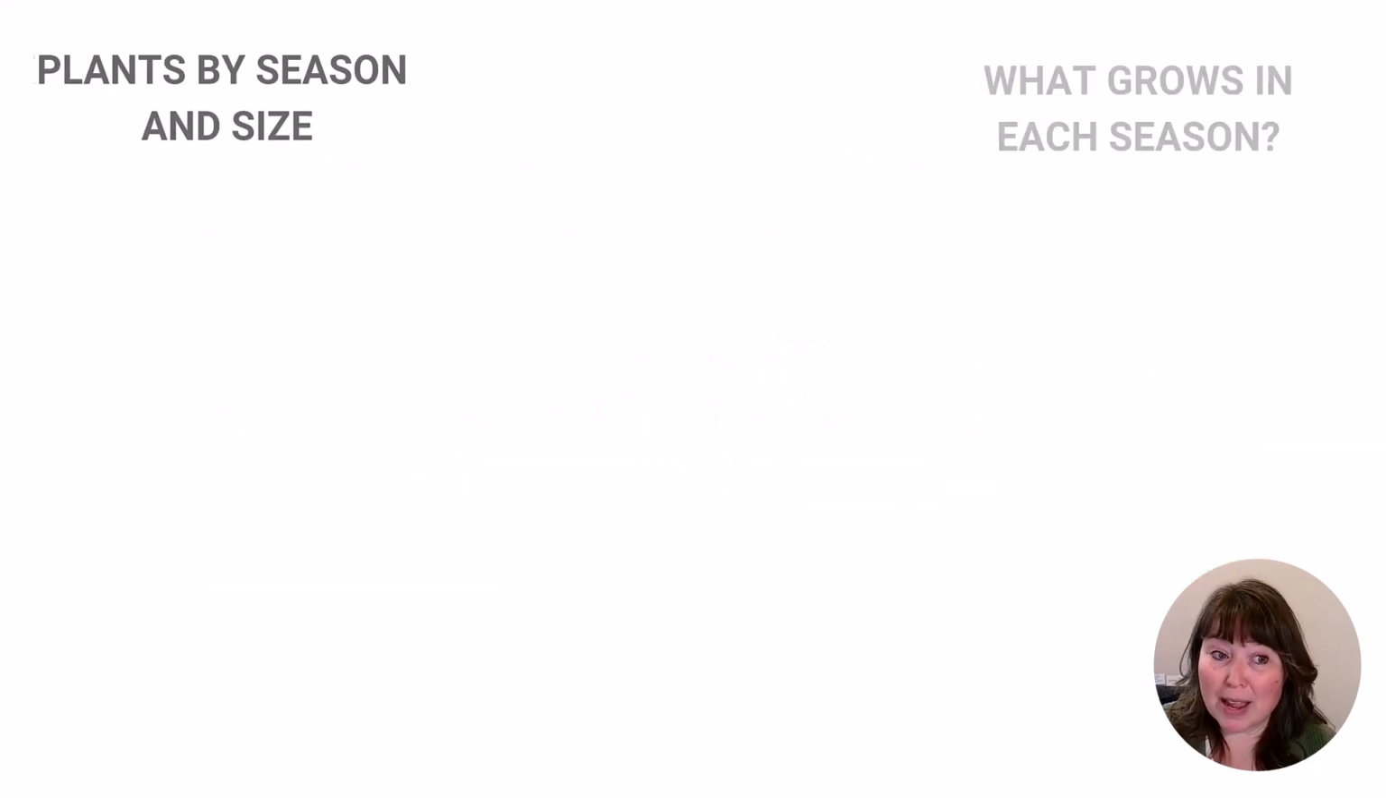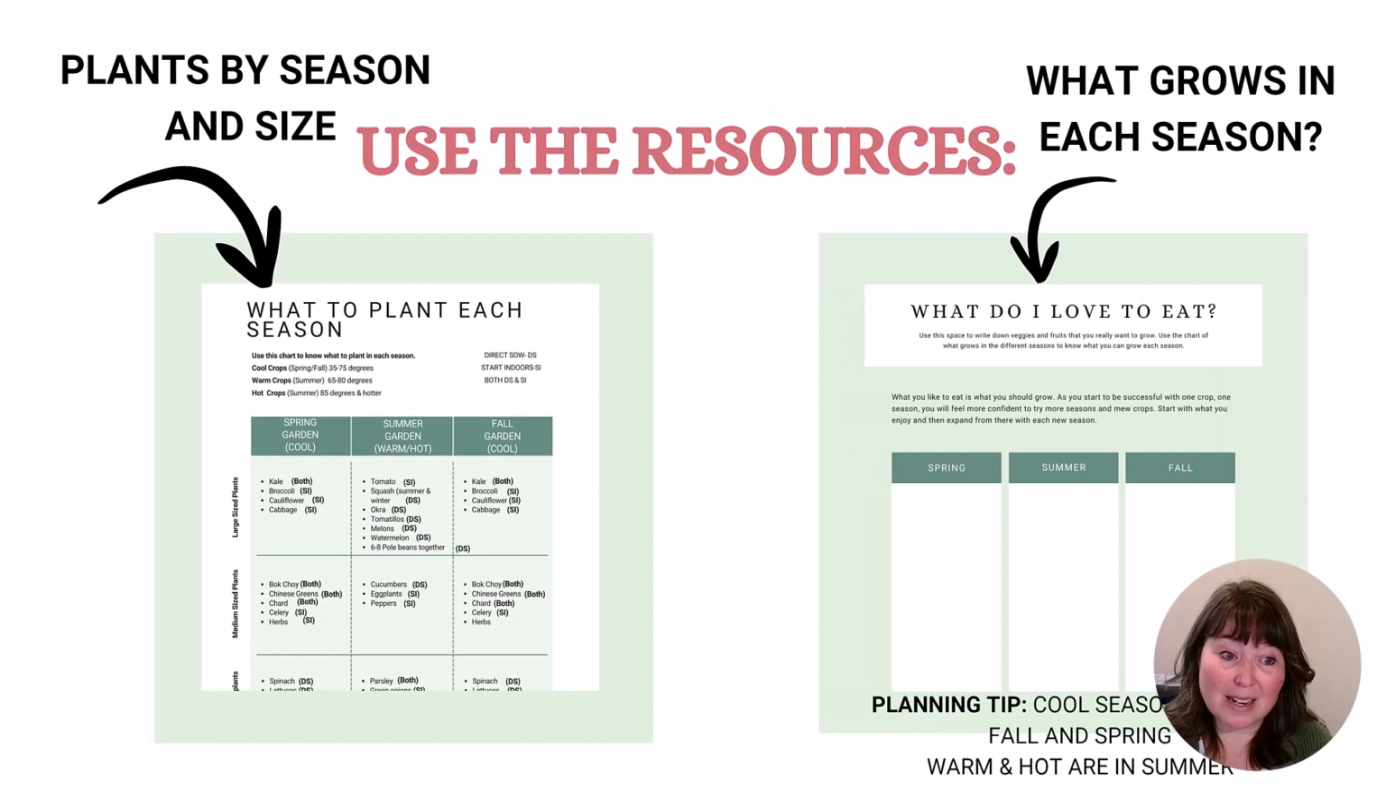So I have provided what to plant in each season, and I have it sectioned off by cool, warm, hot seasons and by large, medium, and small plants. I also have it sectioned off on the plants that are easy to direct sow, or ones that you need to start indoors, or that they can be either. And on this chart, it is very useful and helpful for you to know what you can then grow in each of the different seasons.